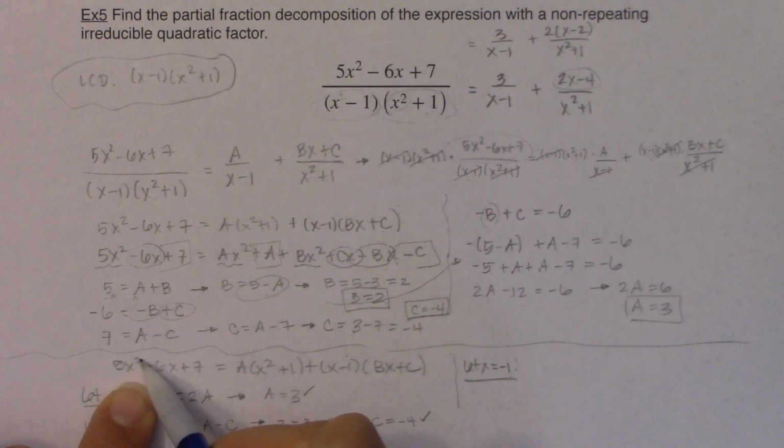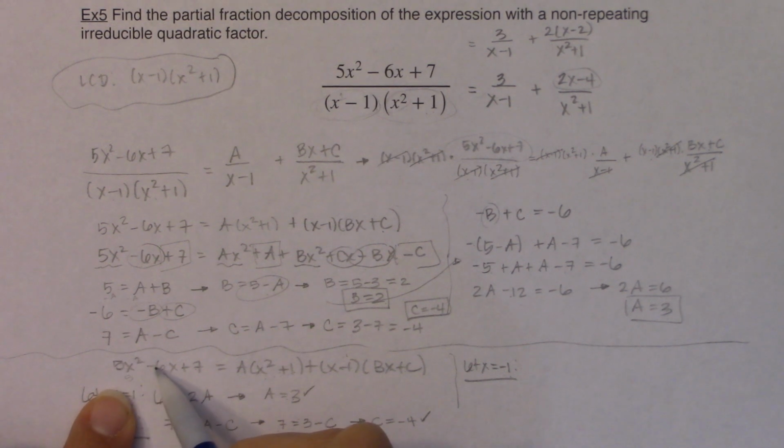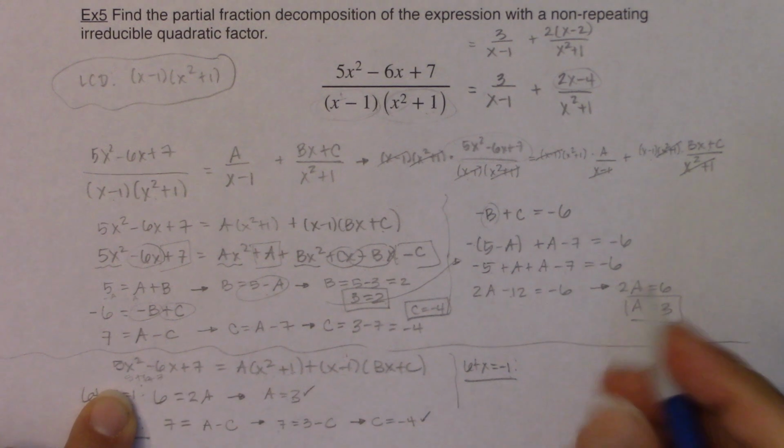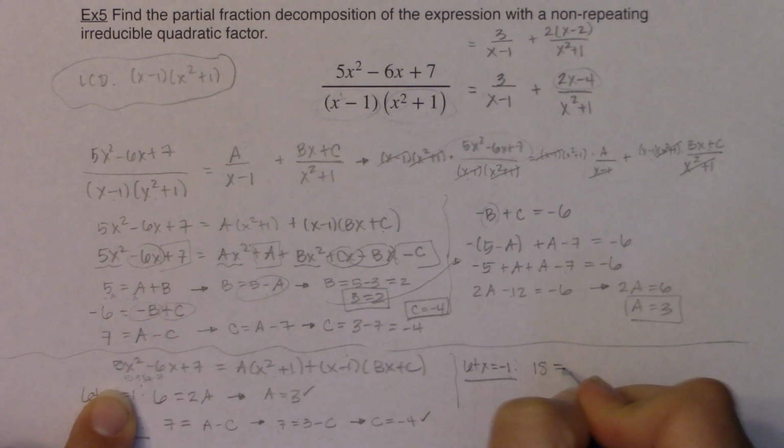All right, here we go. Negative 1 squared is positive 1. 1 times 5 is 5. Negative 6 times negative 1 is positive 6. And then I have this positive 7. So 5 plus 6 plus 7 is 18 on the left side.